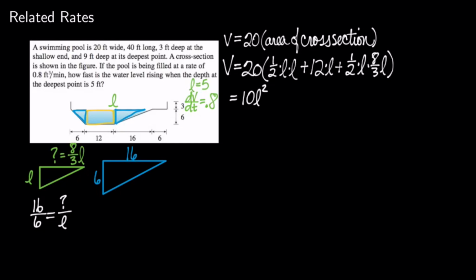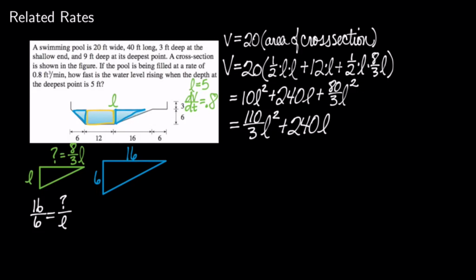To simplify, I'm going to distribute that 20, combine my L's into L squareds, all kinds of jazz. So I have 20 times 1/2, that's 10. I have L times L, that's L squared. I have 20 times 12 is 240, so there's my 240L. Then 80/3, right? So 20 times a half, that's 10. Multiply that by 8/3, that's 80/3. And then I have the two L's, that's L squared. I'm even going to push even further. 10 plus 80/3 is 110 over 3. So V equals 110/3 L squared plus 240 times L.